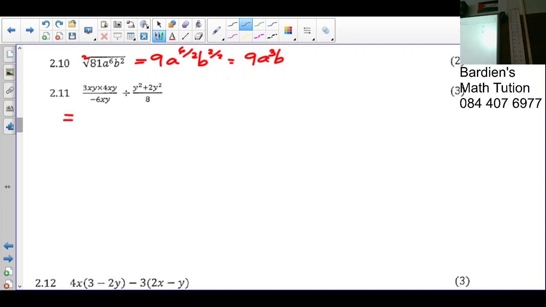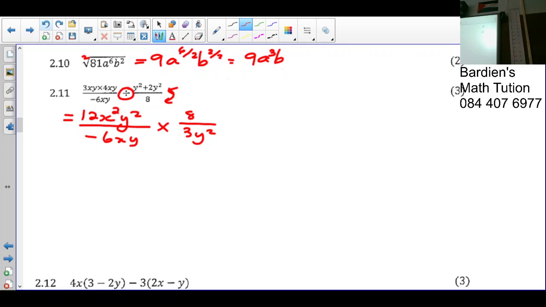Next, what needs to be done first here? Multiplication. Tumble and times. Not so? We only swap around the one that follows the division. Now some of you swap both around. Only the one that follows division. So I'm going to multiply the top out. What is 3xy times 4xy? 12x squared y squared over negative 6xy. Not so? Times 8 over, you can add that on top, not so? So what's going to give you? 3y squared.